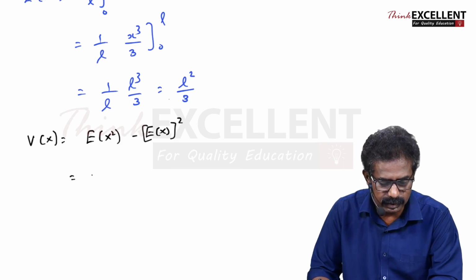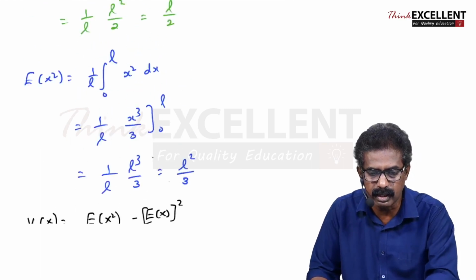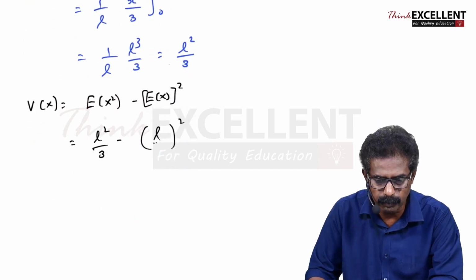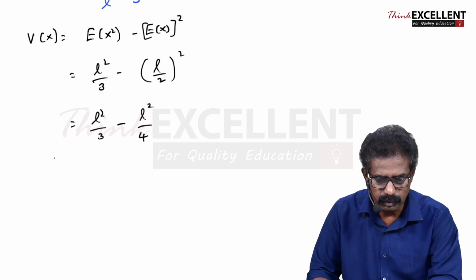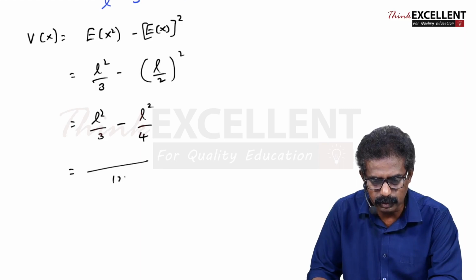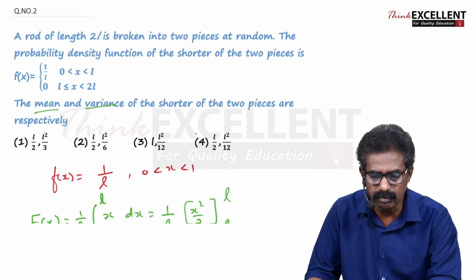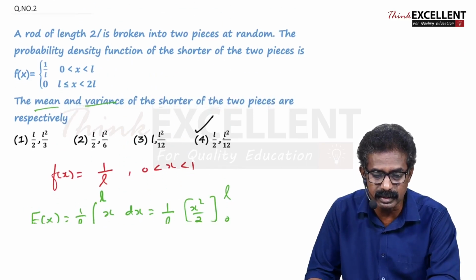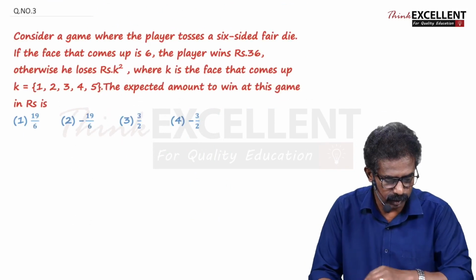E of x square is L square by 3 minus E of x the whole square. E of x is L by 2. So L square by 3 minus L square by 4. Take 12 as LCM. So 4L square minus 3L square is 1L square. So that is option number 4: mean is L by 2, variance is L square by 12. That's your answer. Okay, now let's move on to question number 3.